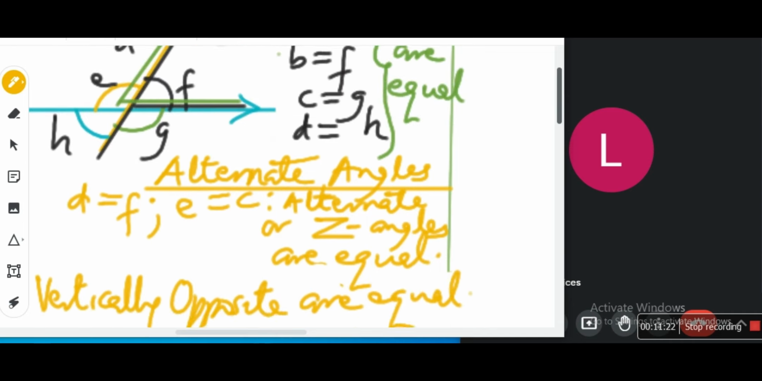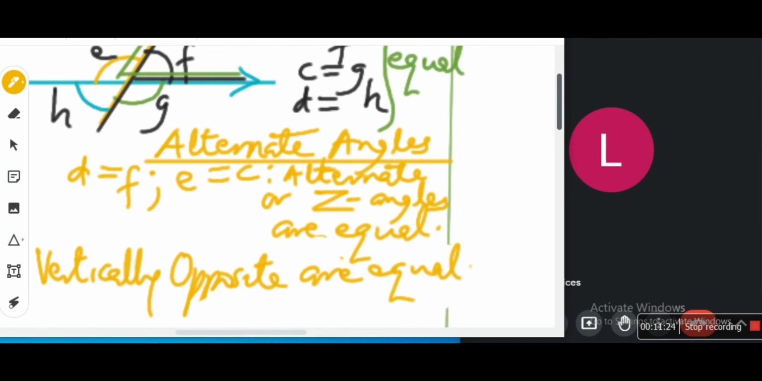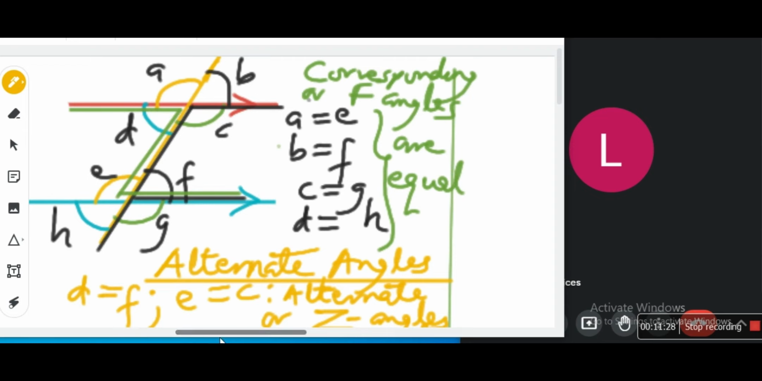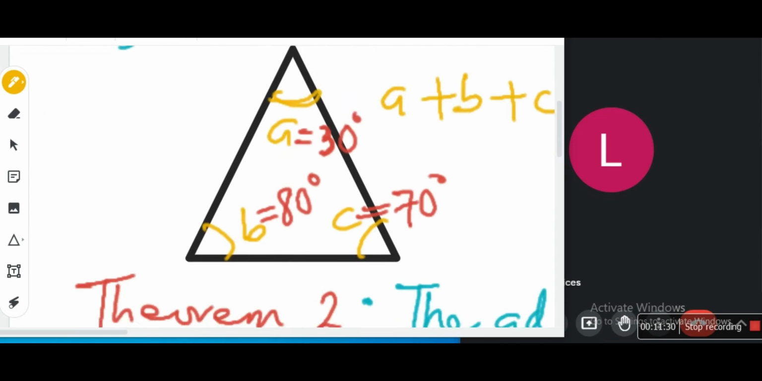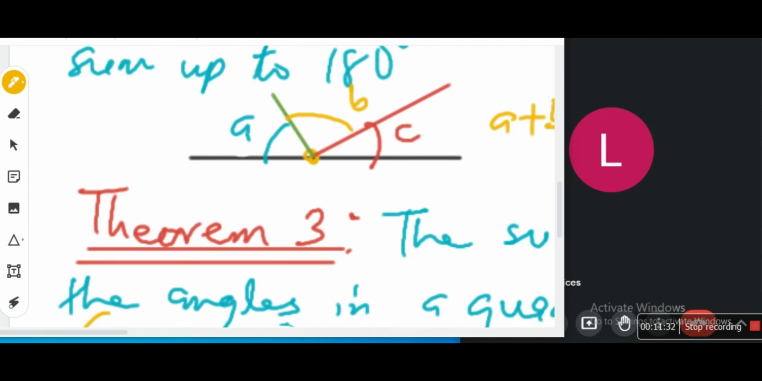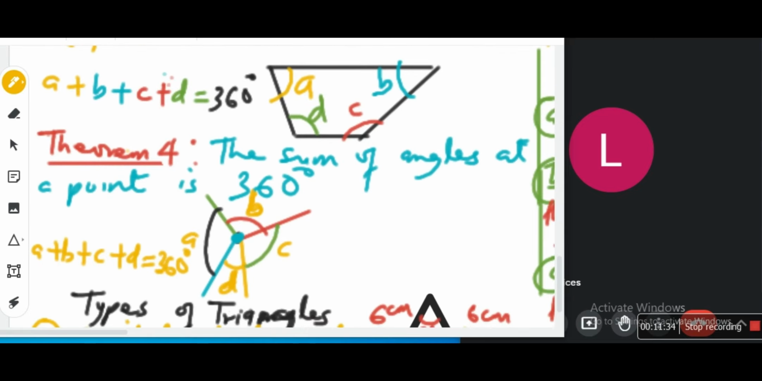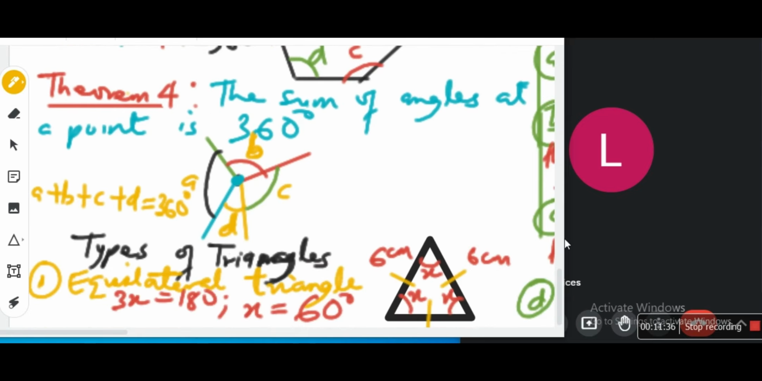So vertically opposite angles are equal. I think this should be numbered so that we can easily refer to it. Theorem 2, Theorem 3, Theorem 4. That's probably where we stopped at, Theorem 4.